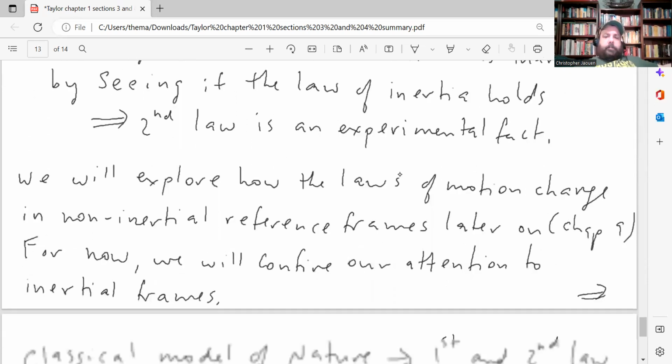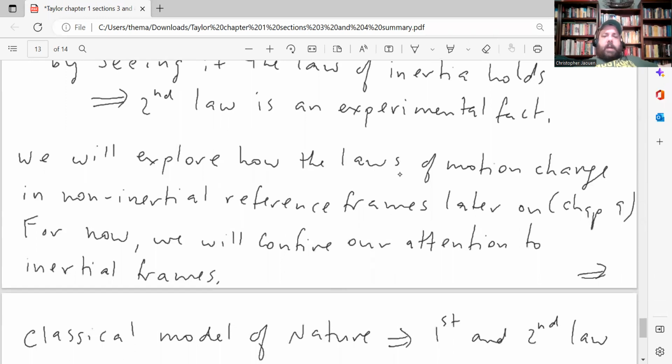Okay, so we'll explore how the laws of motion change in non-inertial reference frames later on, he says in chapter 9. So we won't worry about non-inertial frames until then. For now, we'll confine our attention to inertial reference frames.